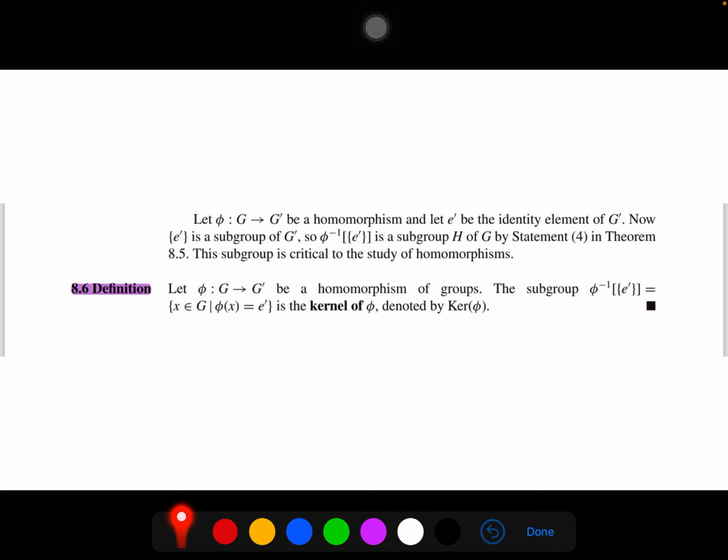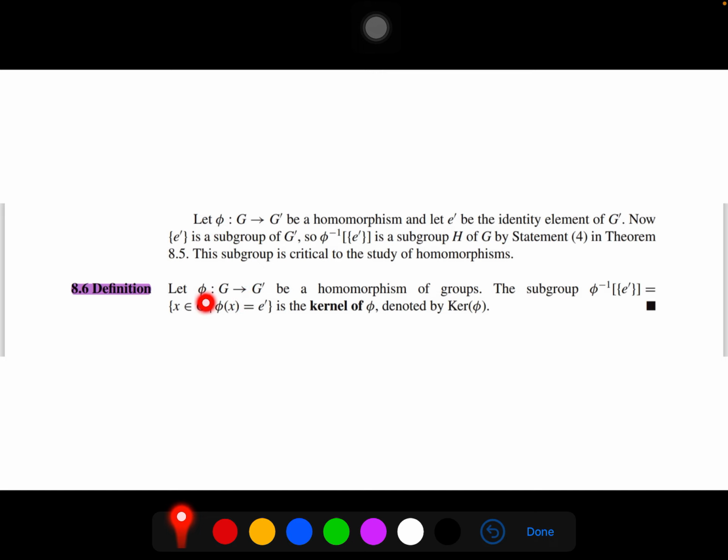So this subgroup is critical to the study of homomorphism. Which subgroup? This subgroup here. The inverse image here is critical to the study of homomorphism. Okay, so we define a kernel now, and I will continue the topic of kernel in the next video, right? But before we go to that one, we state here first the definition of kernel. Okay, what is a kernel? The kernel is what we mentioned here, the inverse image. So we state it properly here by definition.